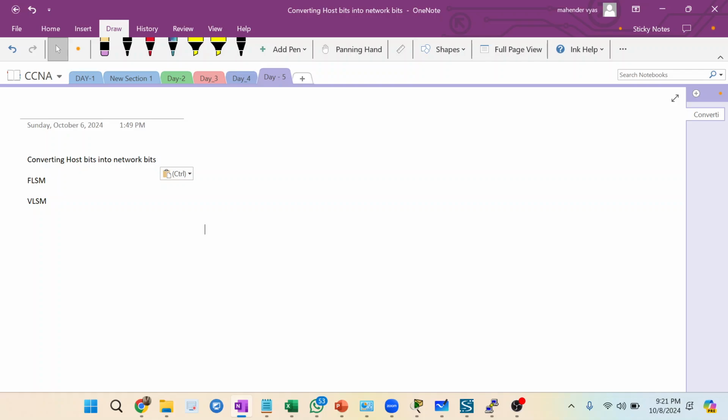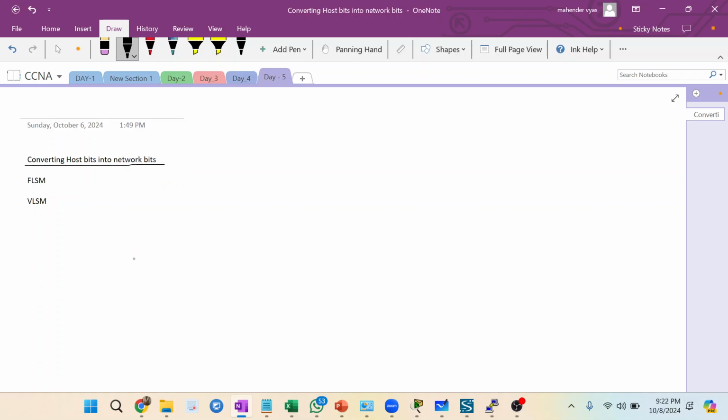Because if you don't understand the binary table, you will not understand IP addressing. If you don't understand IP addressing, you are never going to understand networking. So in today's class, first we will see how to convert host bits into network bits.